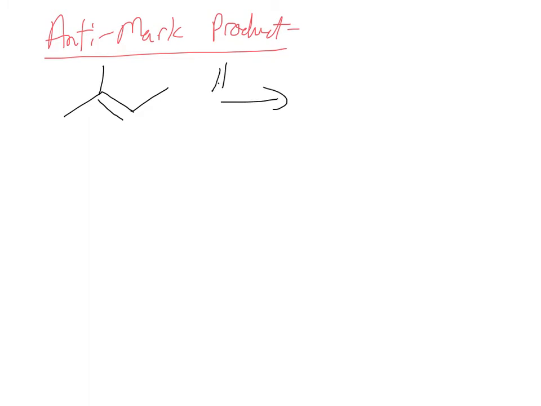So if I have HBr and peroxides, the product I get is the anti-Markovnikov product. The bromine ends up on the less substituted carbon of the alkene.